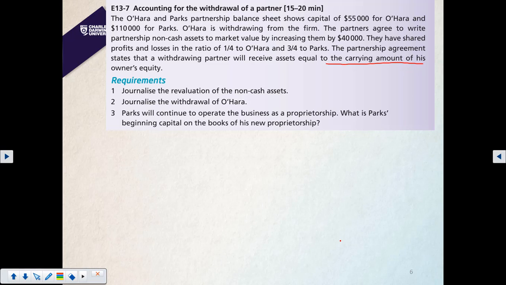Journalize the revaluation of non-cash assets. Okay, journalize the withdrawal of O'Hara. Parks will continue to operate the business as a proprietorship. Okay, that's not a problem. Revaluation of non-cash assets. How much asset right now the business has? Can you give me the answer? How much asset do they have in the business? Any idea?